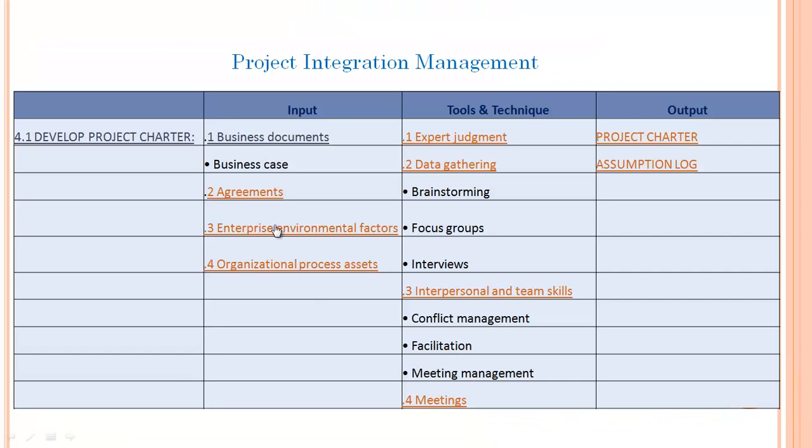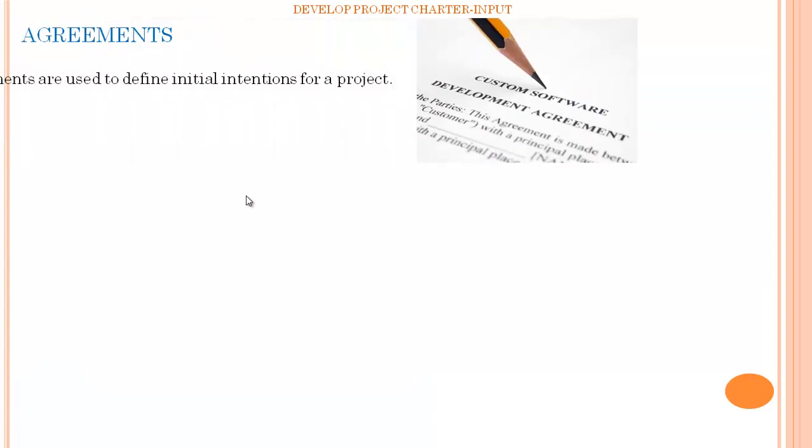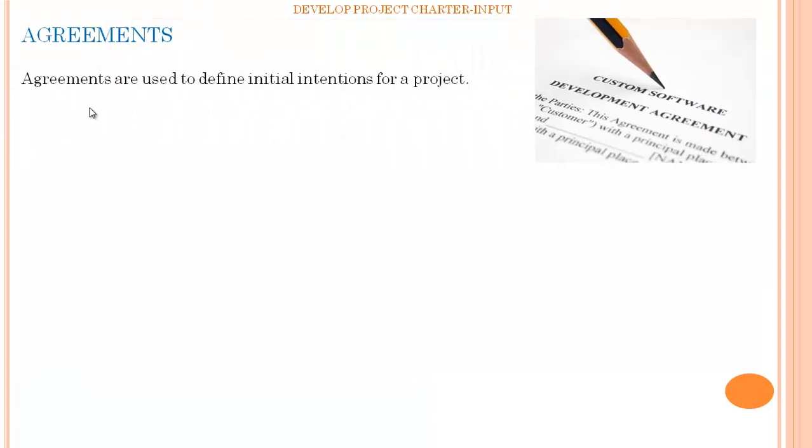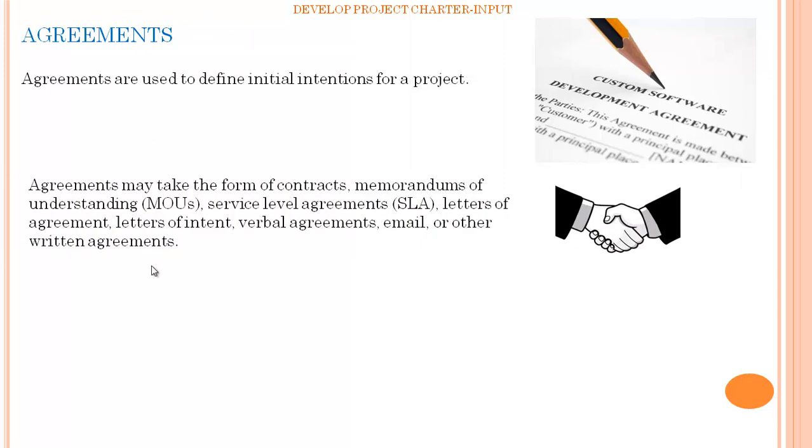Now we'll explore the next input, agreements. Agreements are used to define initial intention for a project. An agreement may take the form of a contract, memorandum of understanding (MOU), service level agreement (SLA), letter of agreement, letter of intent, verbal agreement, email or other written agreement.